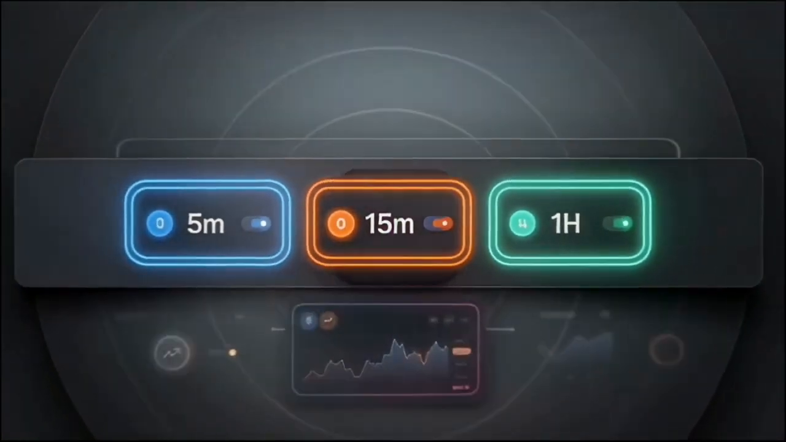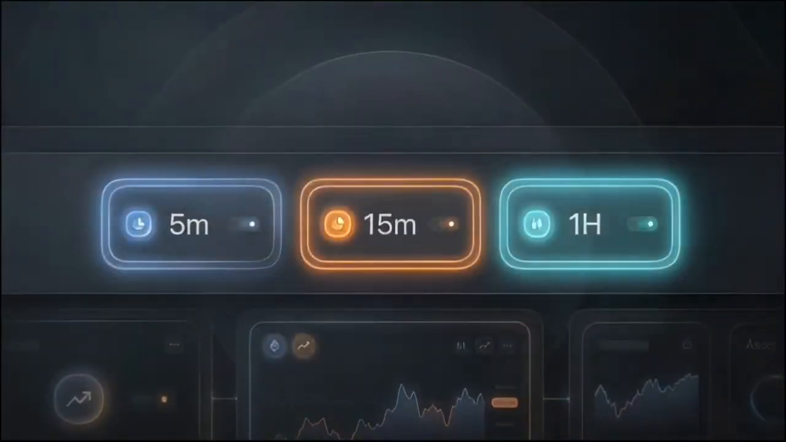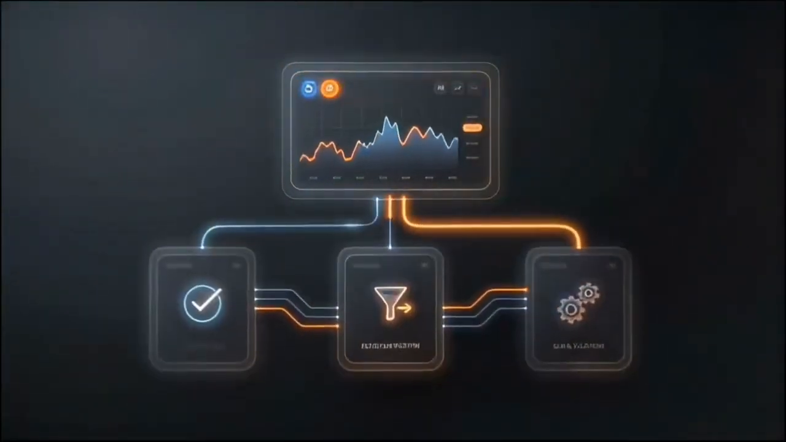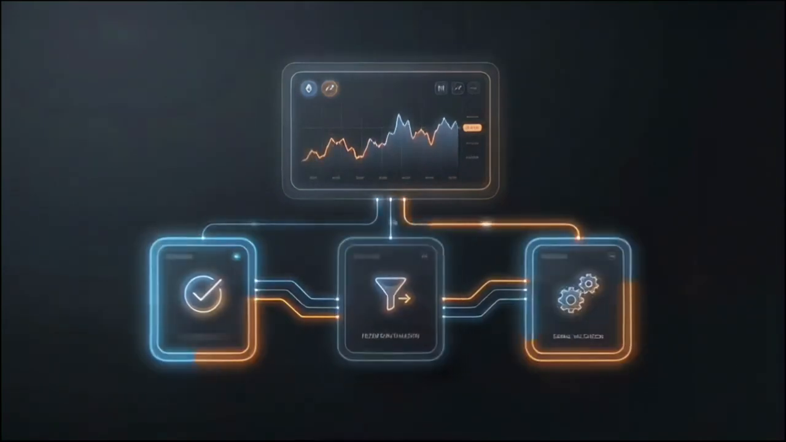Today, the AI gives you the exact settings for the 5-minute, 15-minute, and 1-hour charts, a complete strategy for each, and a confirmation tool to pair with every setup.